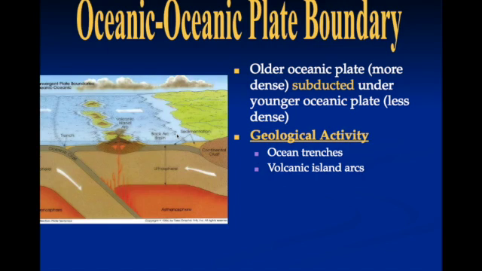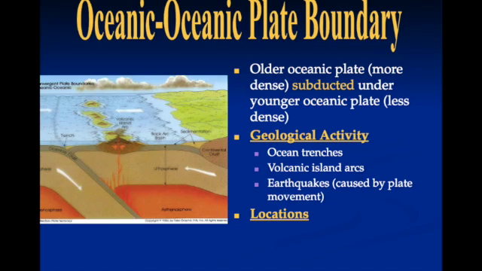If it's oceanic to continental, then you're going to see usually volcanic mountains on the land. Okay. But subduction means volcanoes, means ocean trenches. Of course, again, you're at a convergent boundary, so there's plates crashing into each other, so earthquakes are also there.